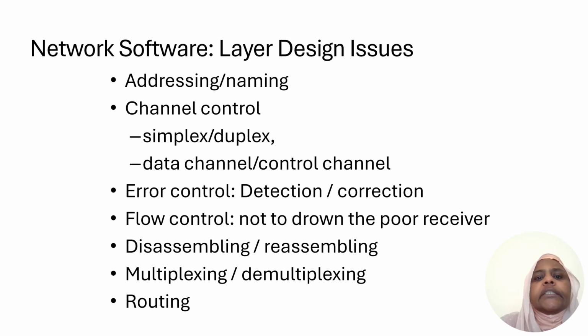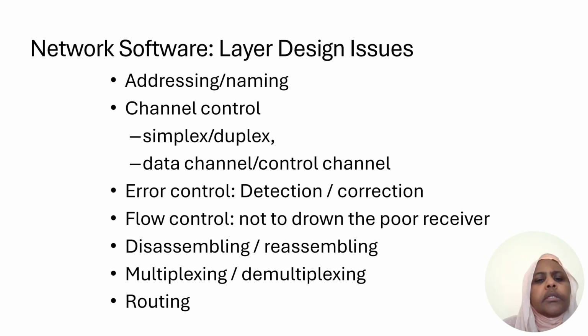The network software layer design issues address how to name or address the communicating parties, how the sender will identify the receiver, and the channel control. Is the communication channel simplex, that's to say the data goes in one direction at a time, or duplex, the data goes in both directions at a time? Is there a data channel and a control channel like ISDN, or only a data channel like Ethernet, for example? How are errors detected and corrected?